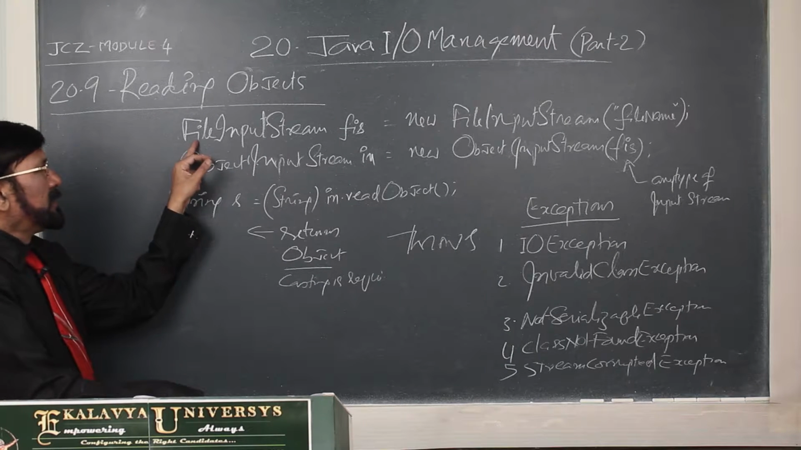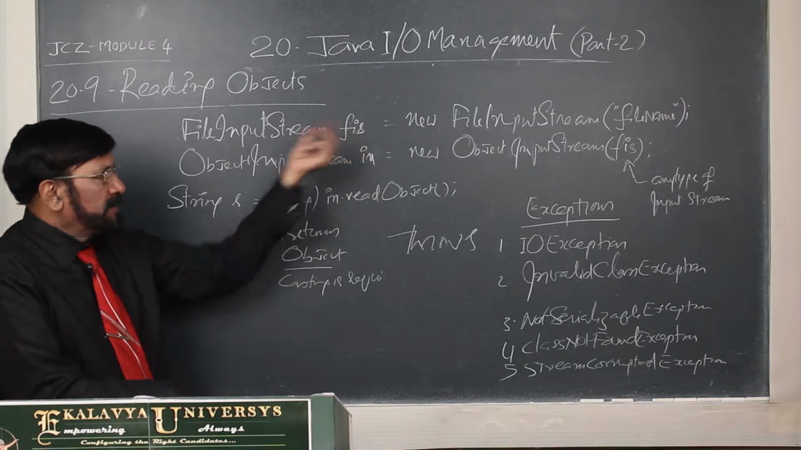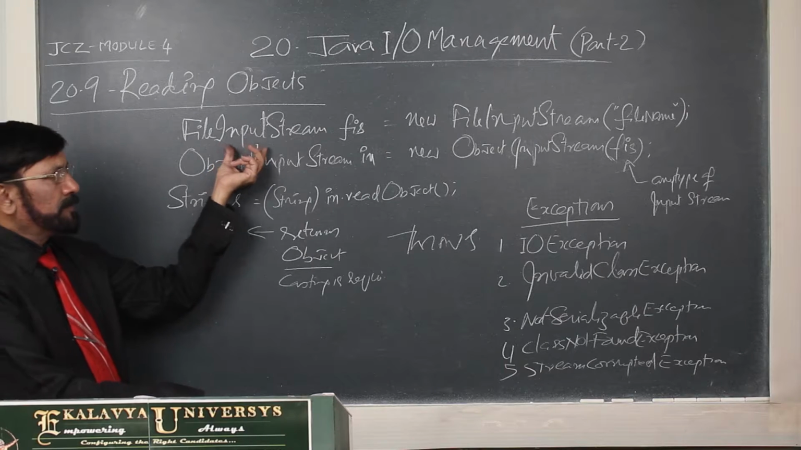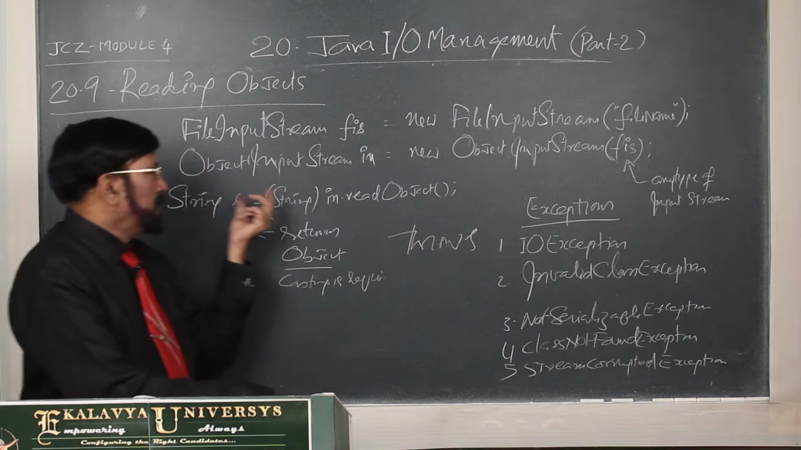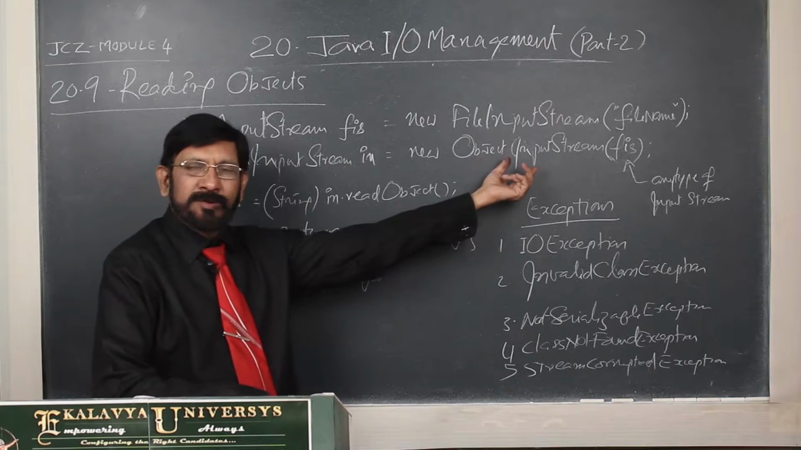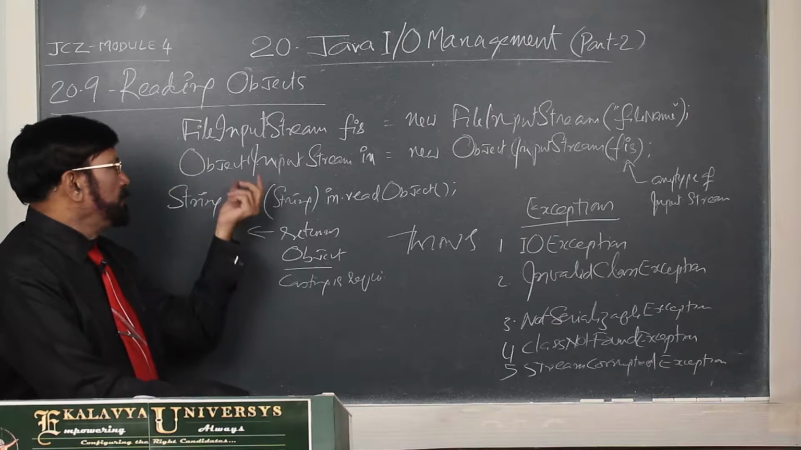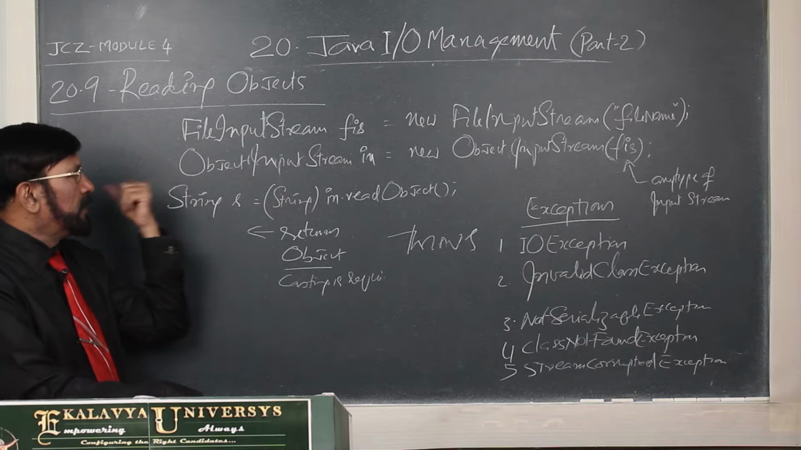Now we see, in the previous concept I have written the output. Now I am writing input. Here, instead of output, input. So here, what should we do? This is the specialized stream for reading of objects.